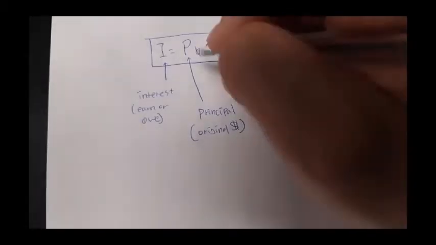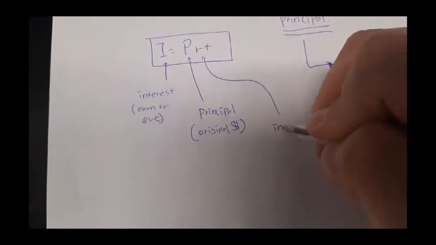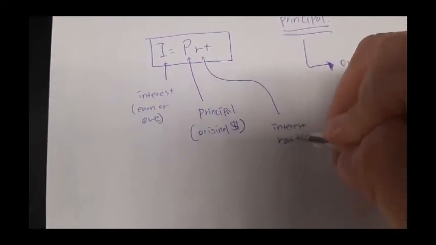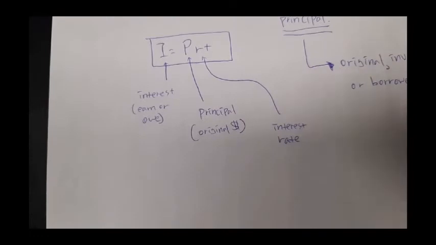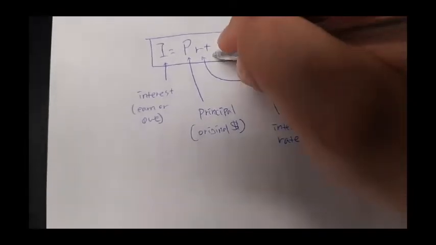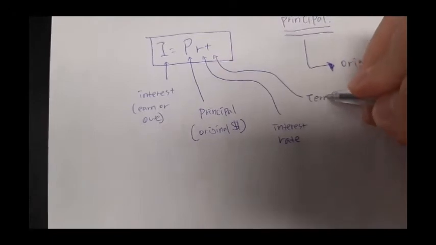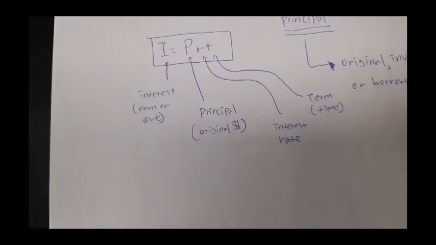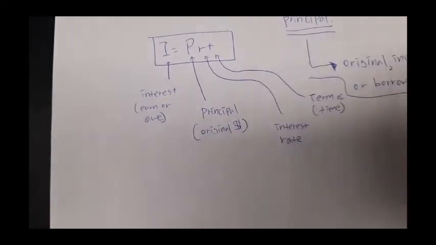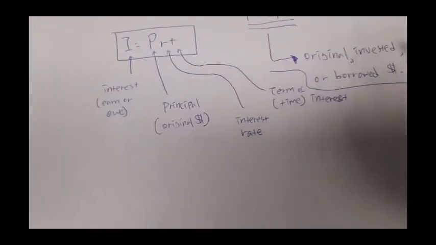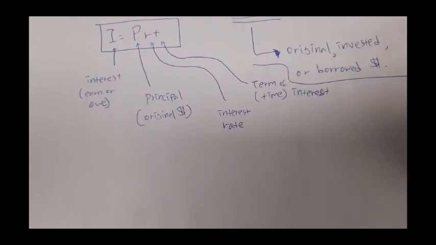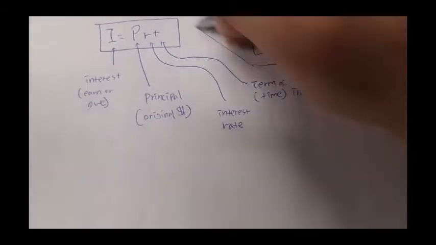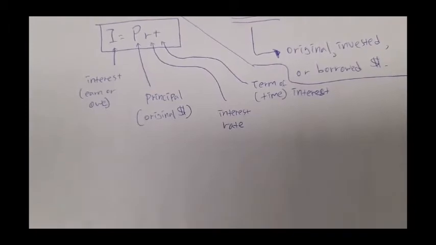R represents the interest rate, and that can be simple interest in this case. T represents term. Term means time: how many years, how many months, those kinds of things. For example, if you go to college for 4 years and all those 4 years you're owing money as a loan, then those 4 years will be your term.